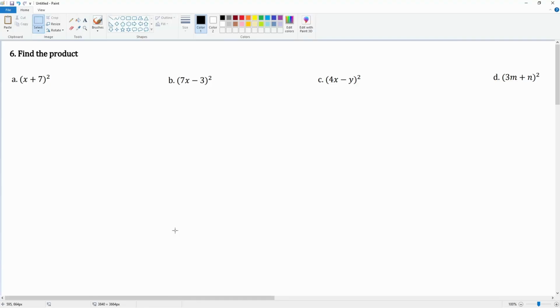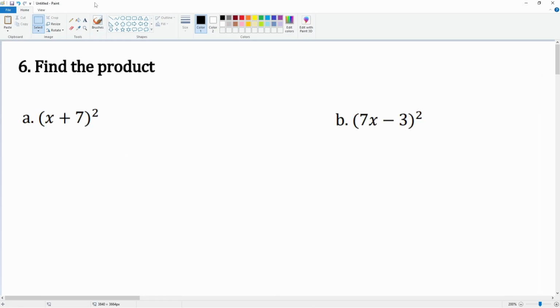Number 6, you're going to find the product here. These are all a binomial squared. All right, the first thing that we're going to do is notice that x squared is in expanding form, just x times x. So I'm just going to expand this out. It's going to be x plus 7 times x plus 7.